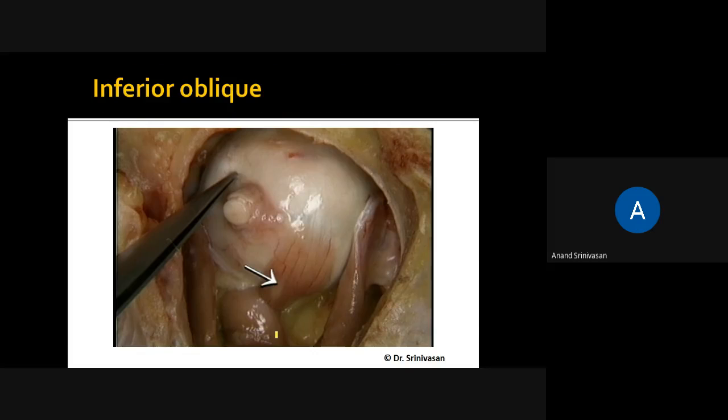Okay, so the eyeball is very important, you know, the vision is very important. So that's why I'm going into detail about the muscles and the nerves which supply them. Okay, the muscles and nerves, that's very important. So those are the extraocular muscles.